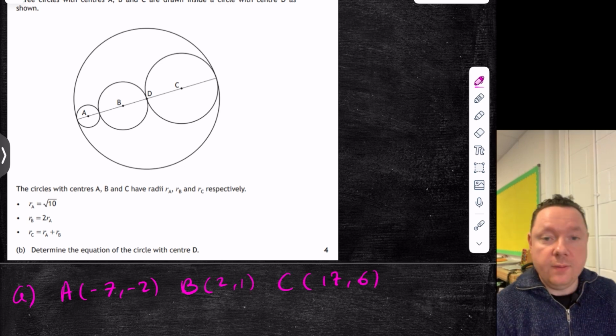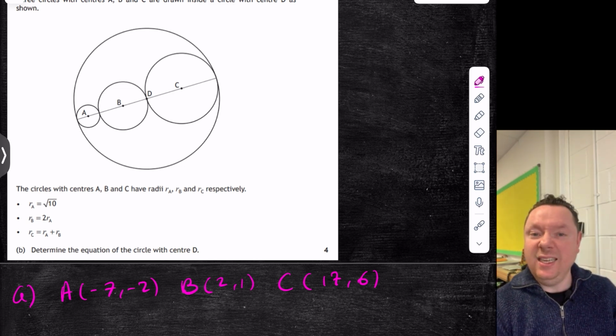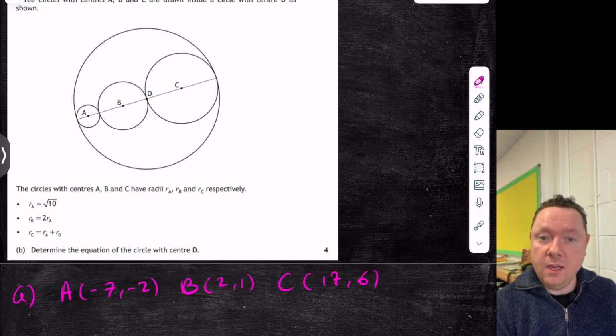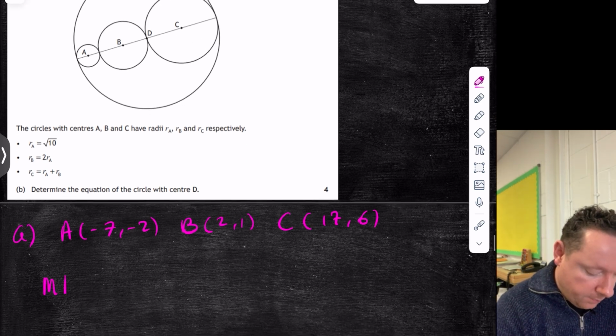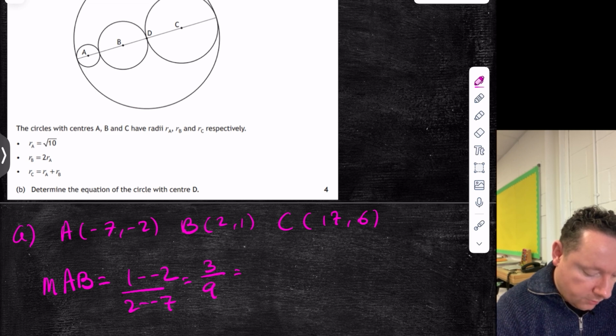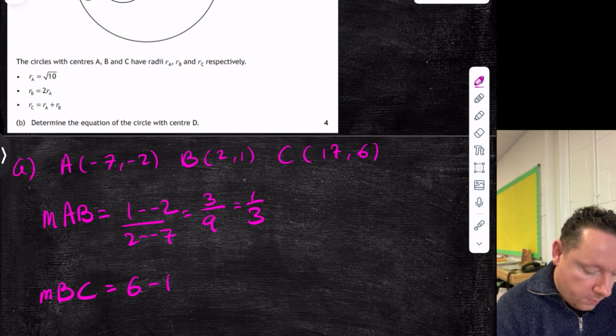To show that 3 points are collinear, you just need to examine the gradients between A and B and C. And if they are the same, they are parallel, but we've got a common point, so we're collinear. So the gradient between A and B is 1 minus -2 over 2 minus -7. That is 3 over 9, which is a third. So we've got a gradient to A and B. Now the gradient to B and C. Well, that is 6 minus 1 on the top and 17 minus 2 on the bottom. That's 5 over 15. So that's a third.